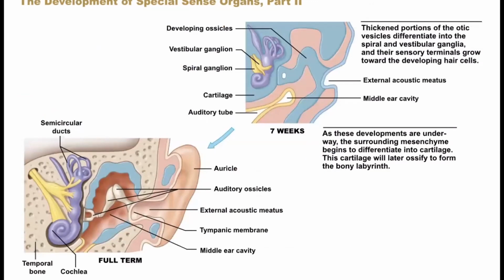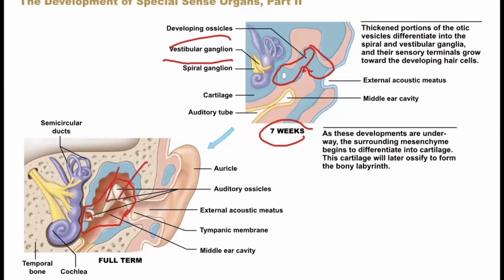Okay. And then at 7 weeks, you see what it starts to look like. As your vestibular ganglion and everything starts to form, you're developing ossicles. These are your developing ossicles right here. Those are the 3 bones, and you can see the 3 bones here are ossified. Those are your auditory ossicles, the smallest bones of the human body. They are the malleus, the incus, and the stapes.